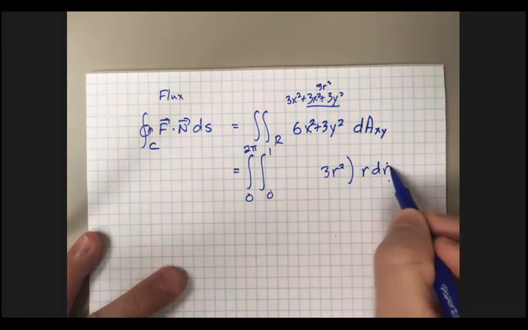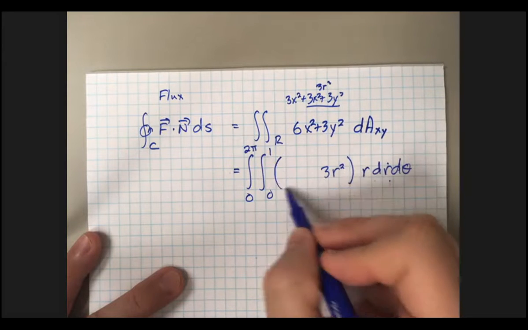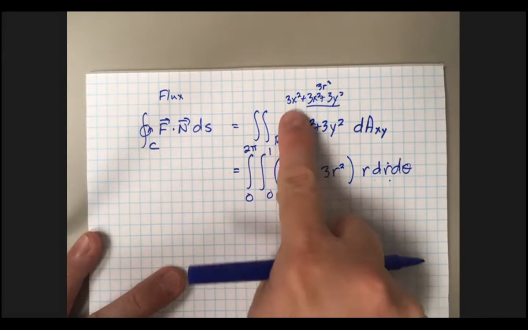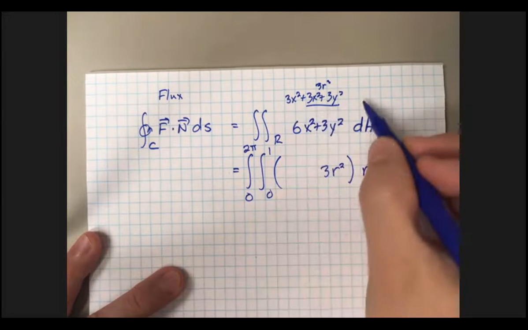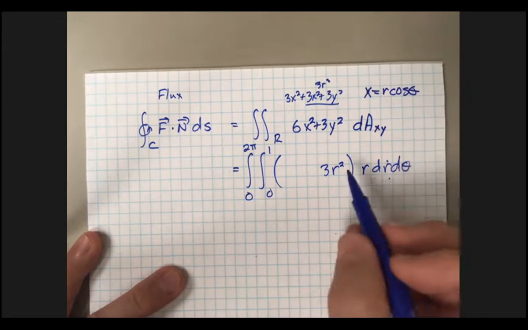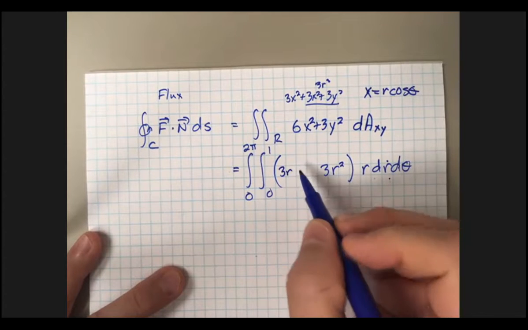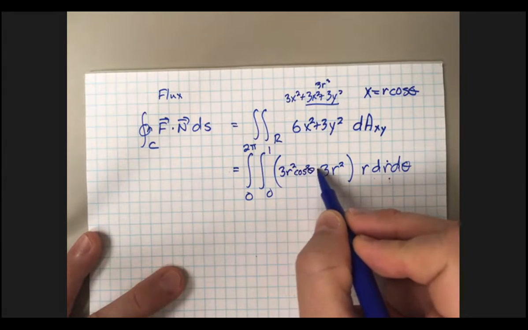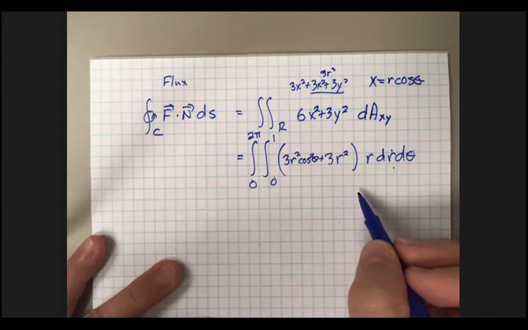Remember, I have r dr dθ. But I also have to represent 3x squared right here: 3x squared plus 3r squared. Now x is r cos θ. You might think that this damages this, 3r squared cos squared θ, but I don't think this is going to be so hard to execute.